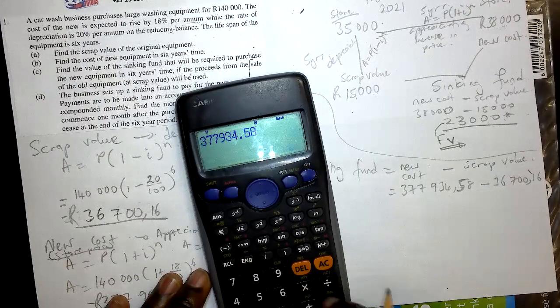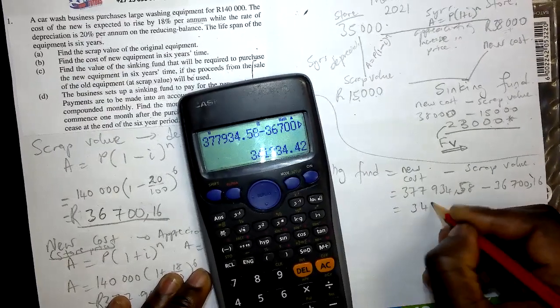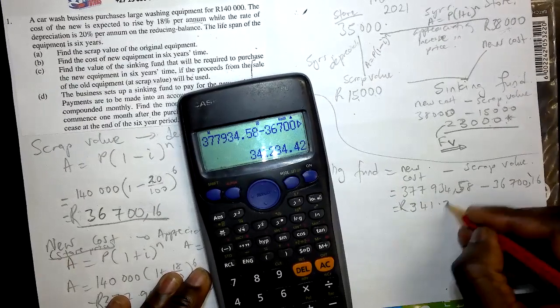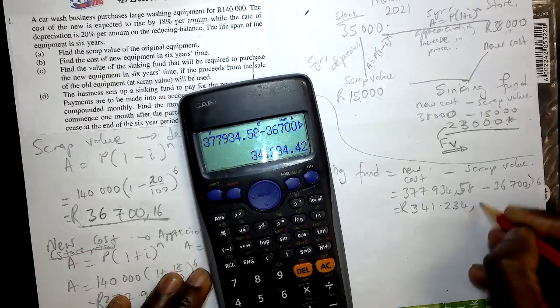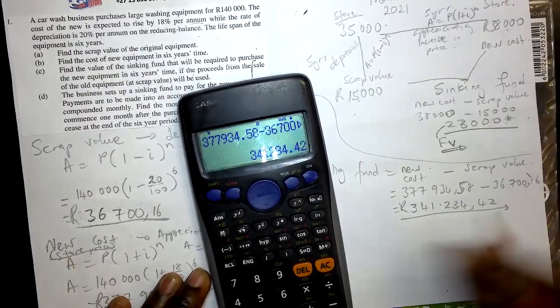So let's check here. 377,934.58 minus 36,700.16. What do we get? We get 341,234.42. This is our scrap value.